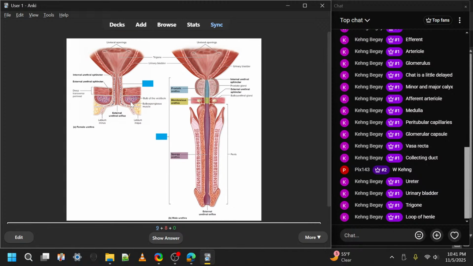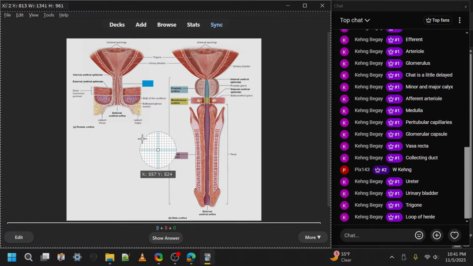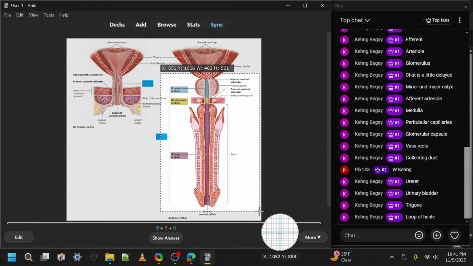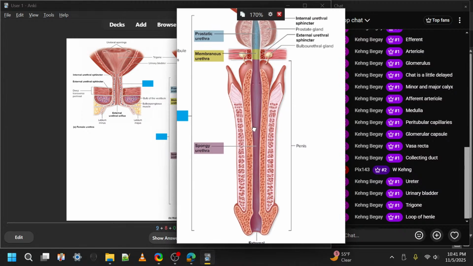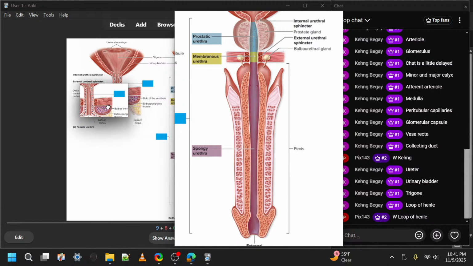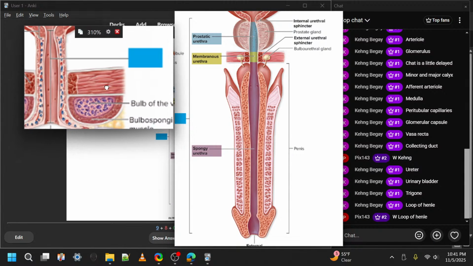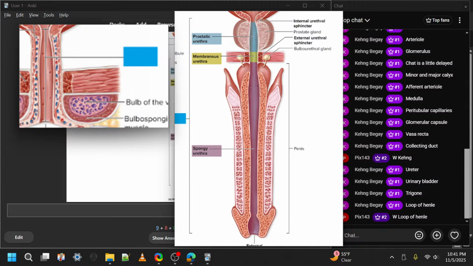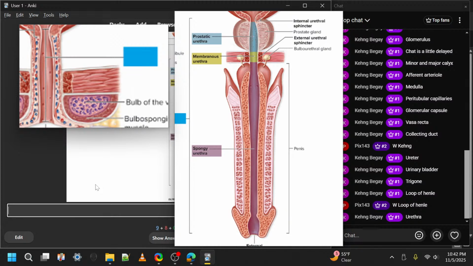Okay, so what is the blue? What exactly are we looking at? Oh, so for male, this whole section is the blue. And for female, it's just this section. So this would be the urethra. Yes, it is. It's the urethra.